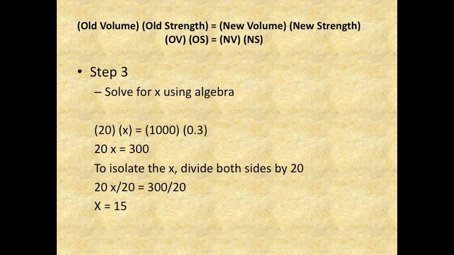Step 3. Solve for X using algebra. So you have 20 times x equals 1,000 times 0.3. So 20 times x, that stays the same. But on the other side, 1,000 times 0.3 is equal to 300. Your next step is to isolate the x. So you divide both sides by 20. In this case, 20 divided by 20 is 1. 1 times x is just x. And 300 divided by 20 is equal to 15. So you have that x is equal to 15.